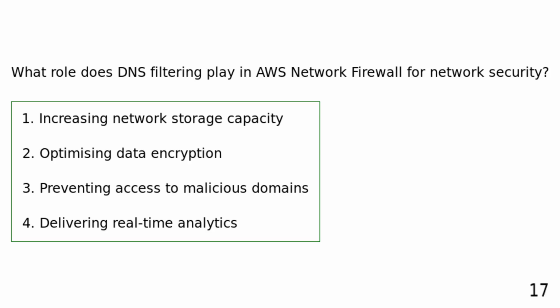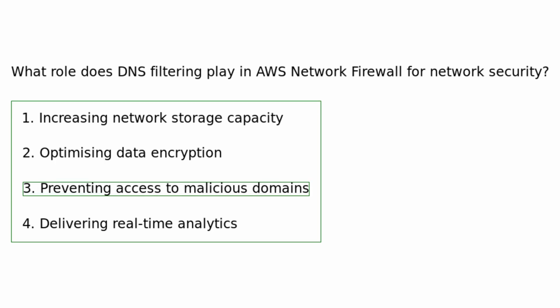What role does DNS filtering play in AWS Network Firewall for network security? Increasing network storage capacity. Optimizing data encryption. Preventing access to malicious domains. Delivering real-time analytics. DNS filtering in AWS Network Firewall helps prevent access to malicious domains, contributing to enhanced network security measures.